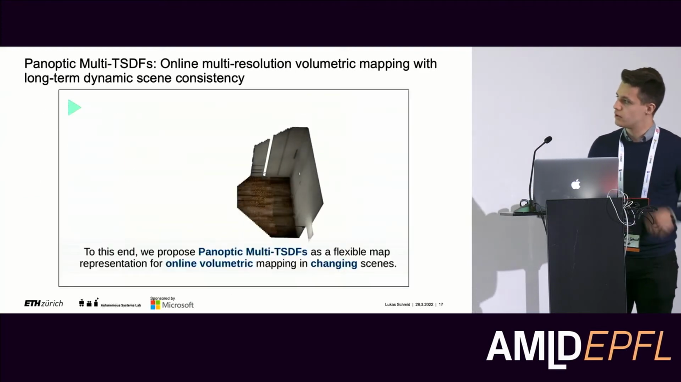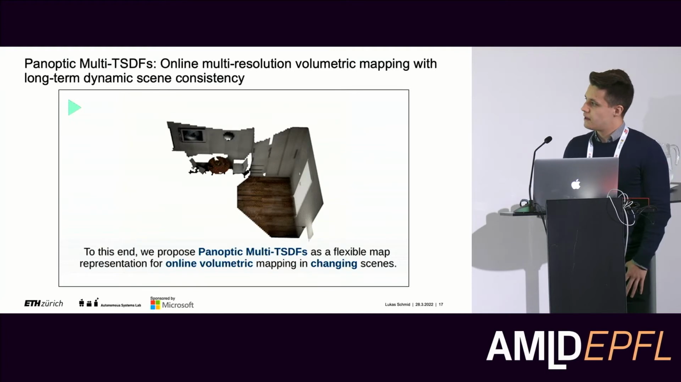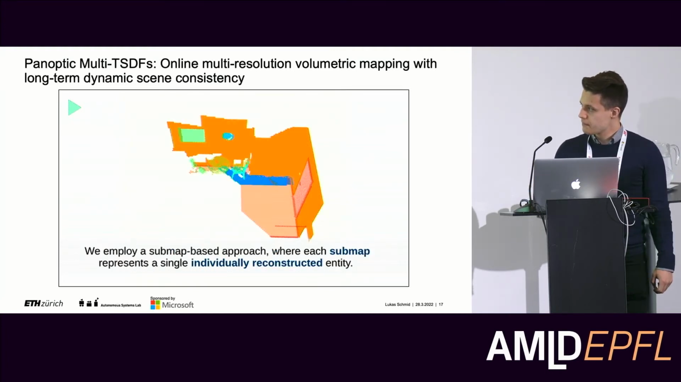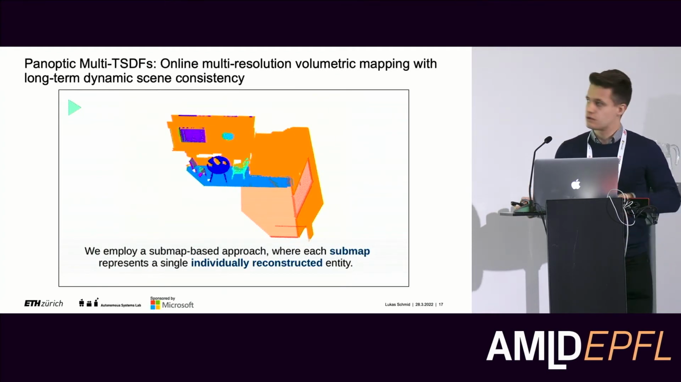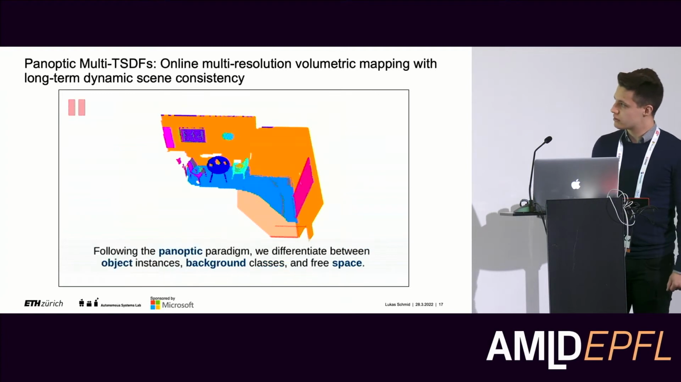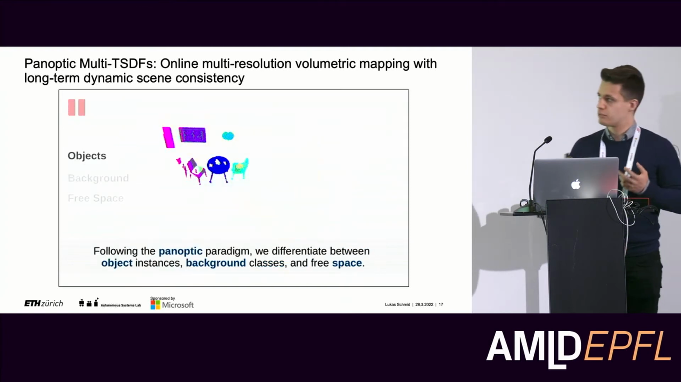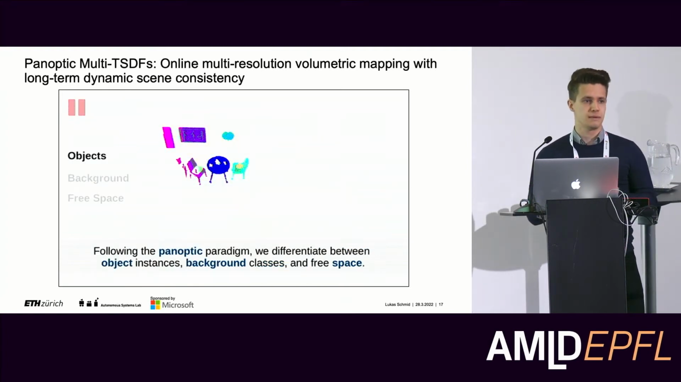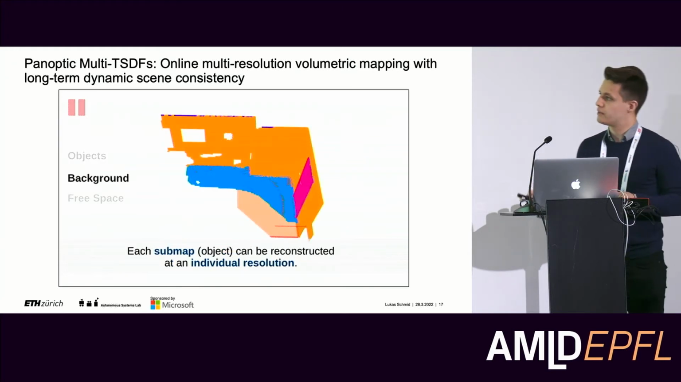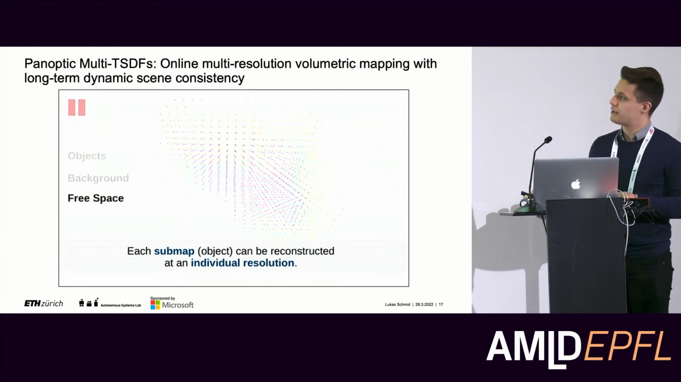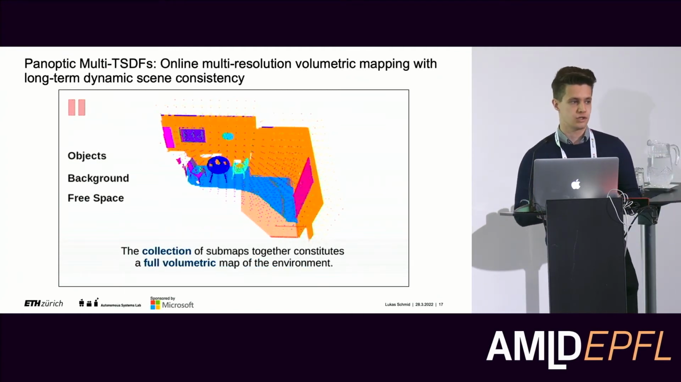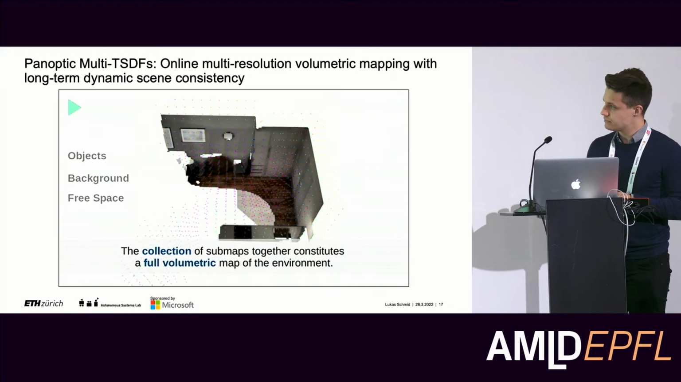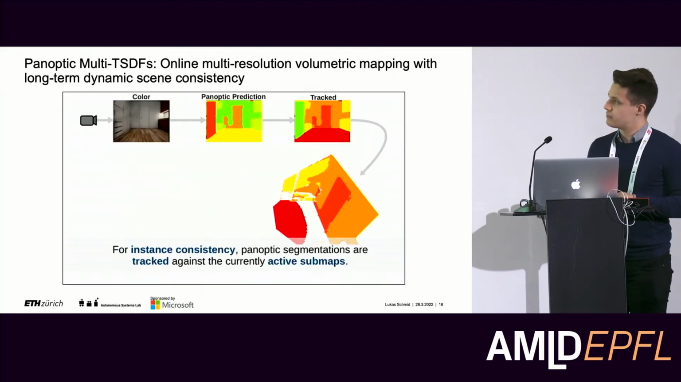So there's a short video of how the approach approximately works. We incrementally build a map of the environment. And we see here that we have the different submaps for the different semantically consistent things in the world. And what is particularly important here, because we want to get a volumetric map of the entire environment, we care about the objects and the background and the free space, everything that together gives you the full volumetric representation and not only a sparse representation. And together, you get a nice volumetric map.